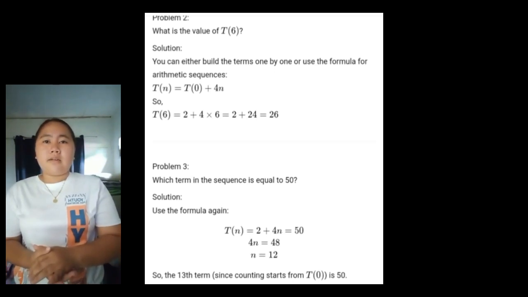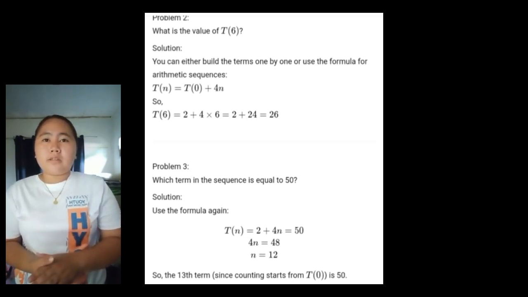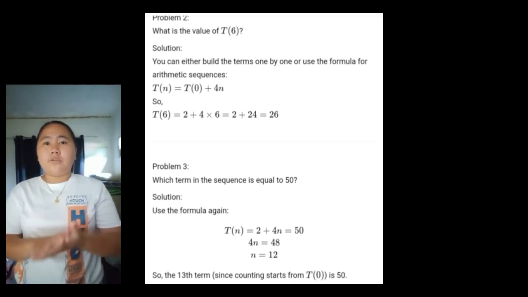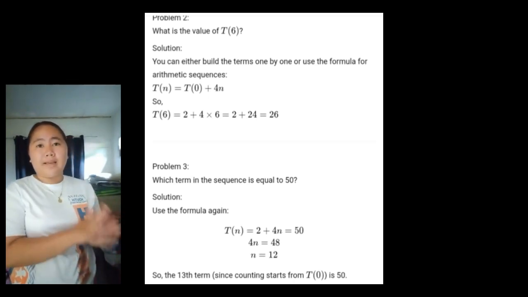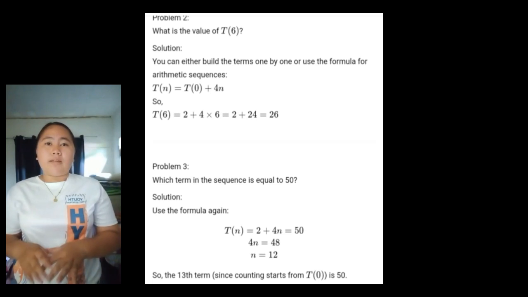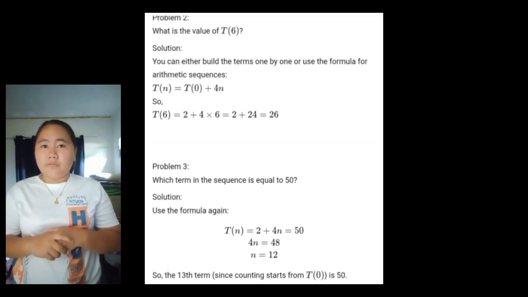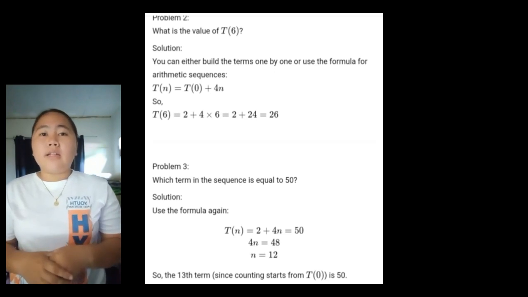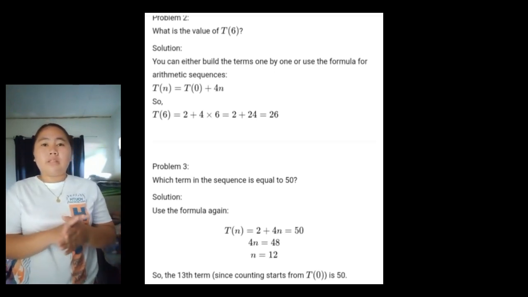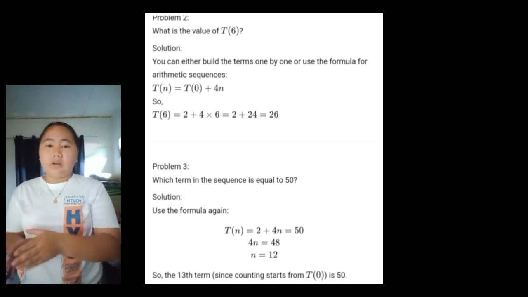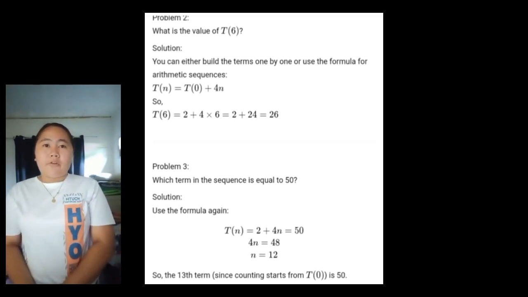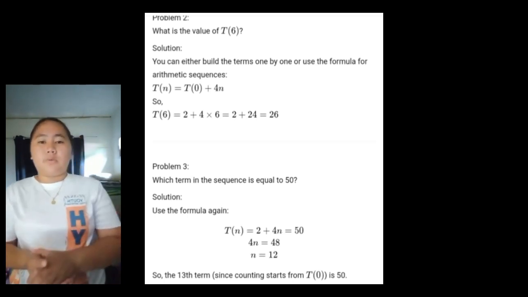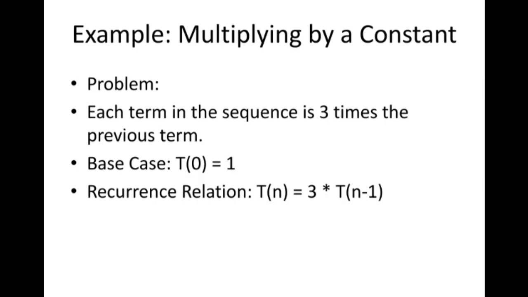Next: which term in the sequence is equal to 50? Use the formula again. t_n equals 2 plus 4n equals 50. 4n equals 48, and then n equals 12. So the 13th term, since counting starts from t_0, is 50. So that's all. Thank you.